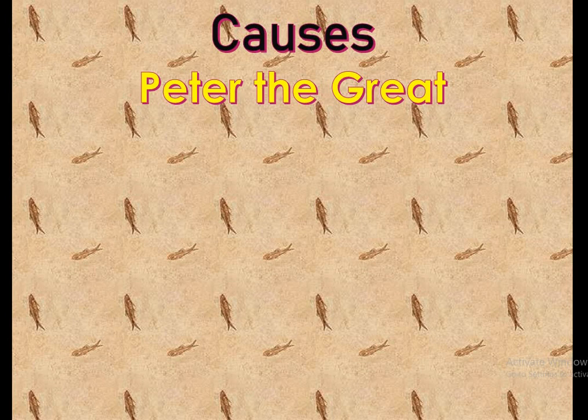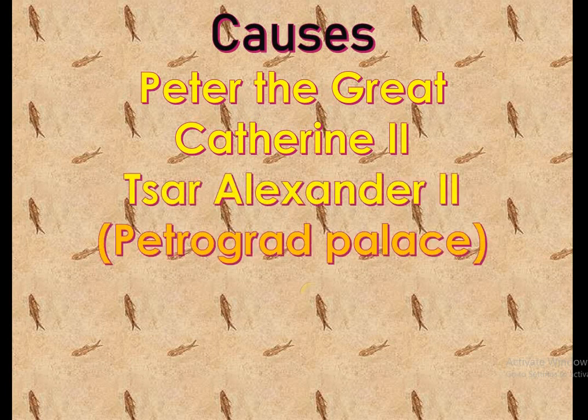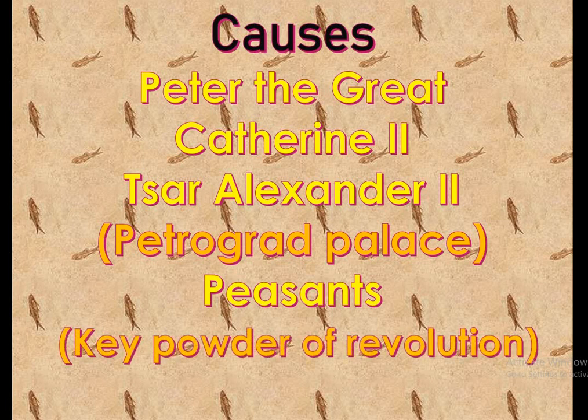Causes for the Russian Revolution: Peter the Great, Catherine II, Tsar Alexander II. During the rule of these three princes, the peasants in Russia suffered a lot. They were under the control of Swedes for a long period. But these three rulers never worried about the peasants.